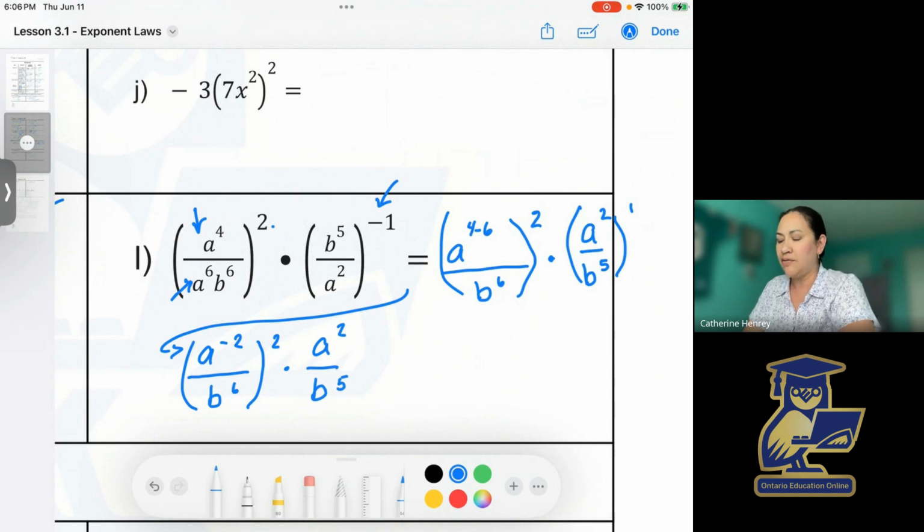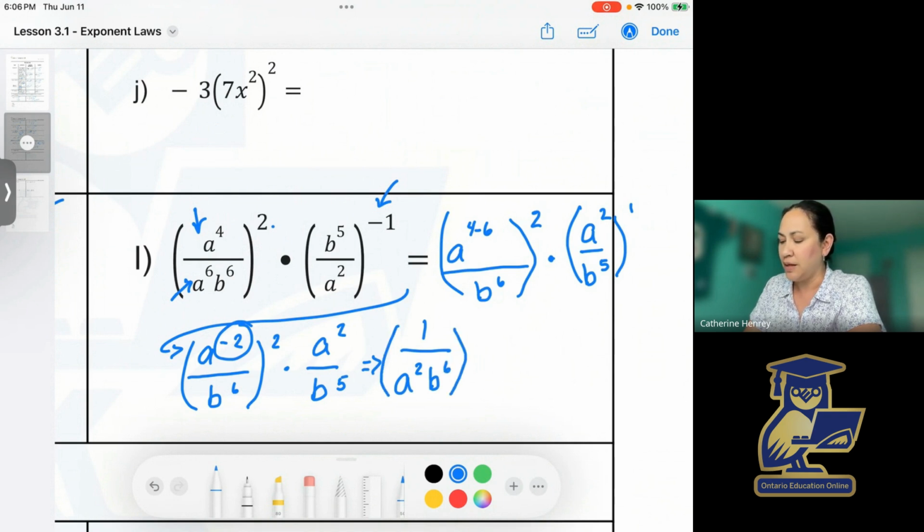But now we have this -2. And so to make it positive, I can take the reciprocal of a. Remember, we're just going to take the reciprocal of a and not b, because it's the exponent on a that is negative. So that'll make it 1 over a squared. We make that exponent positive. B to the exponent 6 is already down there.